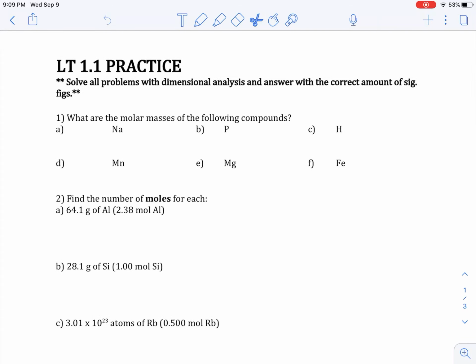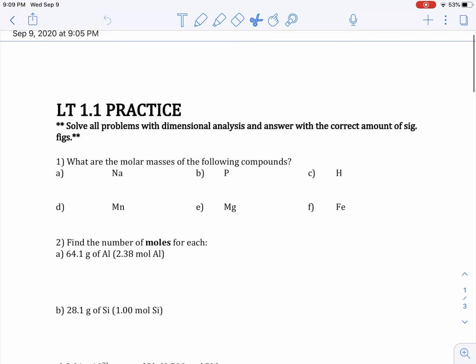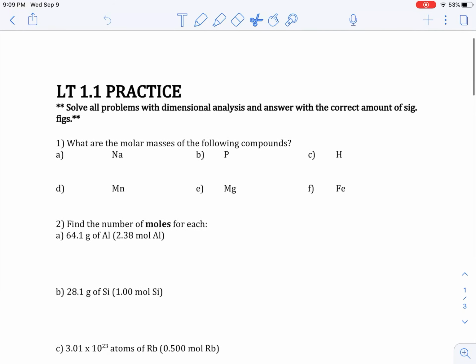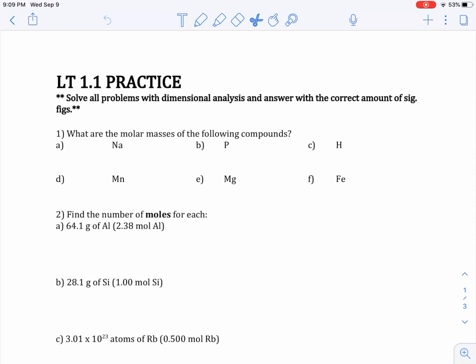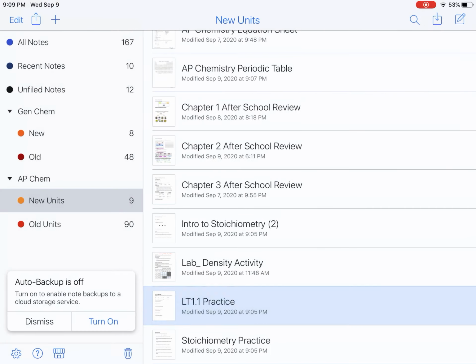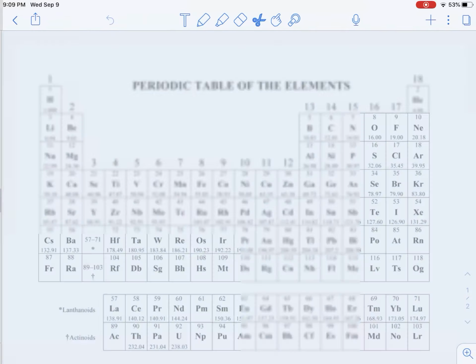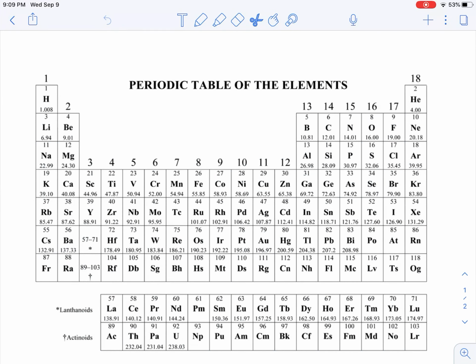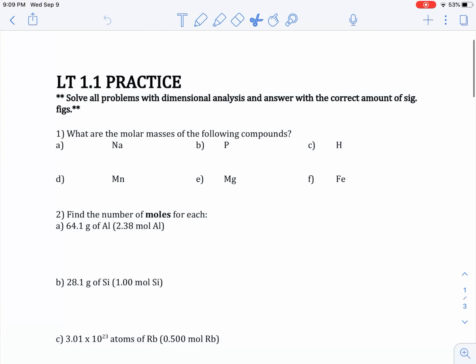What you'll need is a writing utensil. You'll need your calculator, and also you'll need to be able to reference a periodic table. Remember that we have one in the classroom under materials. You'll see a periodic table that looks like this. You'll also want a copy of what we're looking at right now, which is the 1.1 practice, either a physical copy, or you could be working on the digital one too that I've listed under the resources.